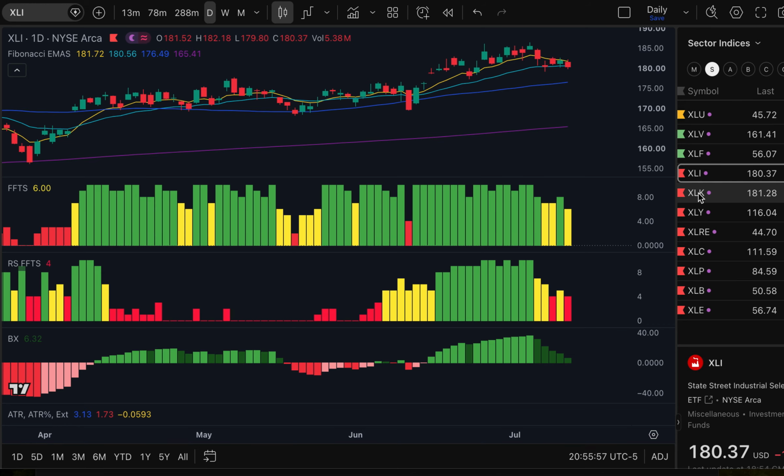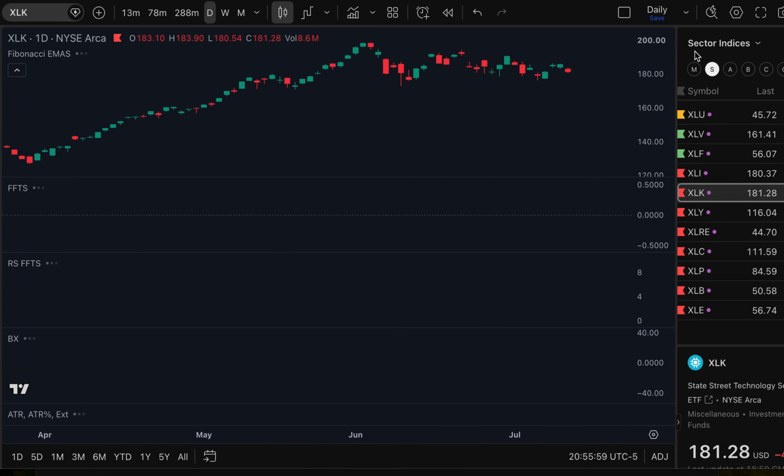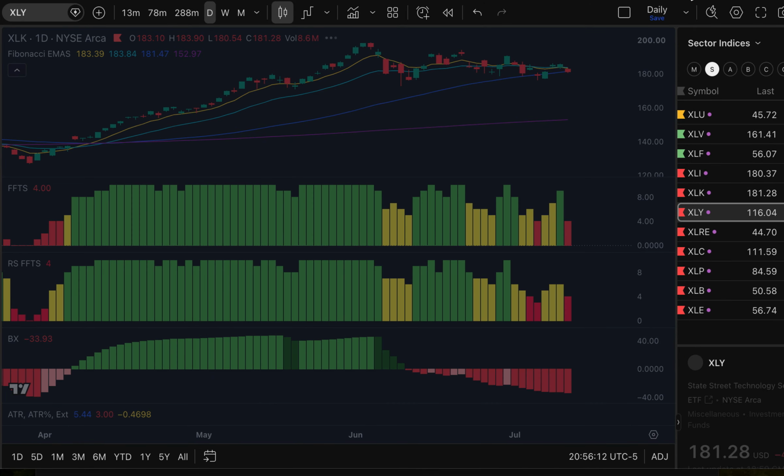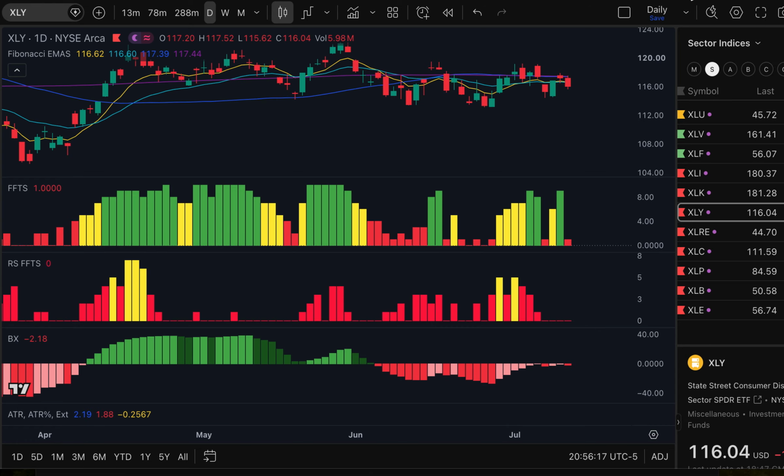XLK, the technology sector, 4 out of 10 on the trend, 4 out of 10 on the relative strength trend, negative decreasing momentum. Discretionary sector, XLY, only 1 out of 10 on the trend stack, 0 out of 10 on the relative strength trend stack, and slightly negative momentum.